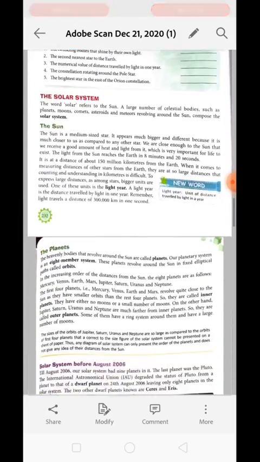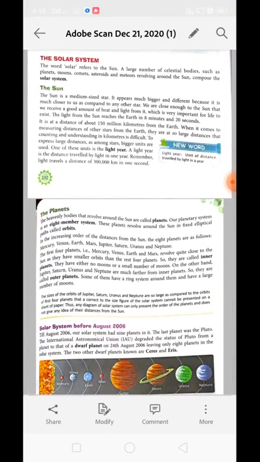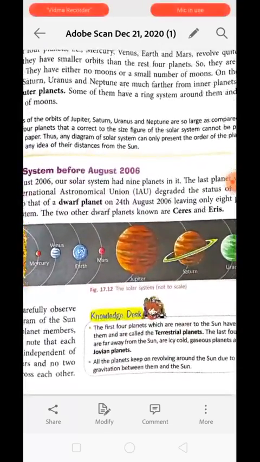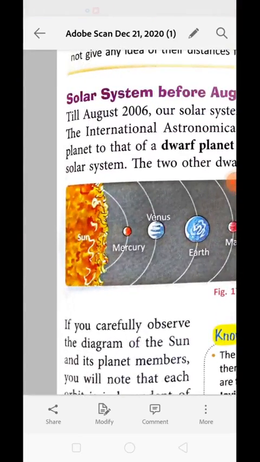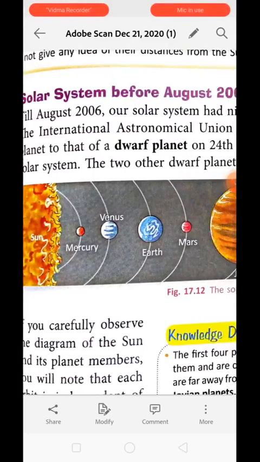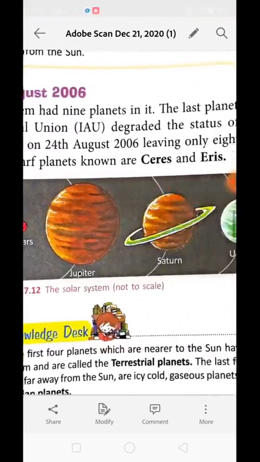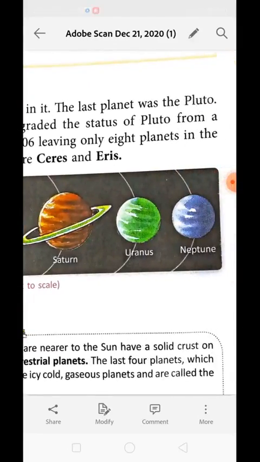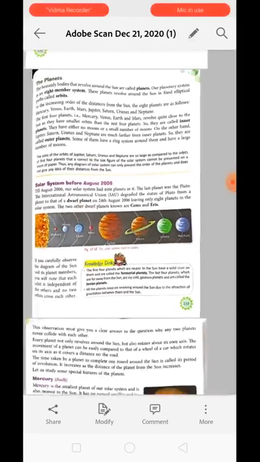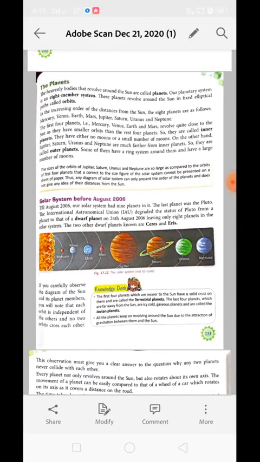Now next is our solar system. See over here, this is our solar system. This is the sun, which has lots of heat. Now Mercury, Venus, Earth, Mars, Jupiter, Saturn, Uranus, Neptune, these are all the planets present in our solar system.